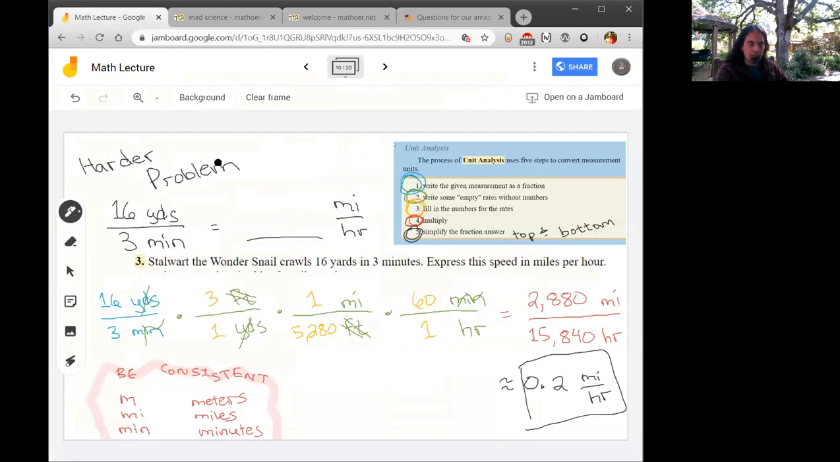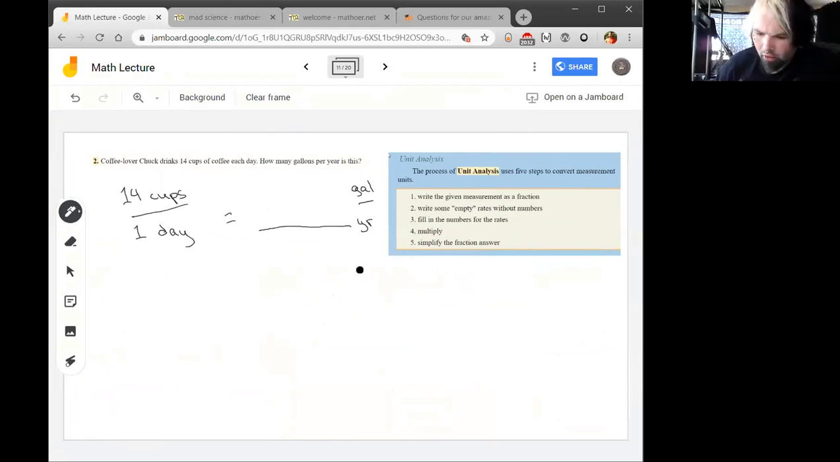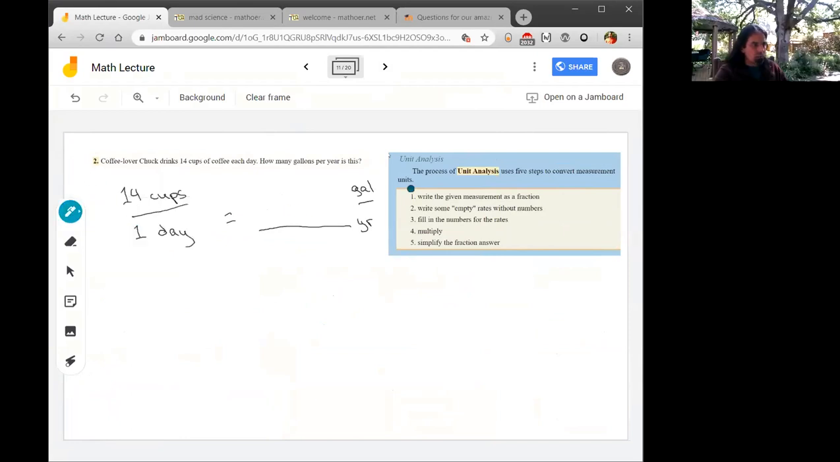Okay, back to this. Are we ready for me to start it? Yes, okay. I'm going to try and be consistent with my coloring. So write it as a fraction. It is a fraction.